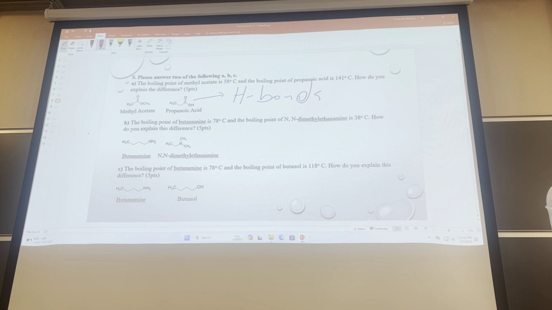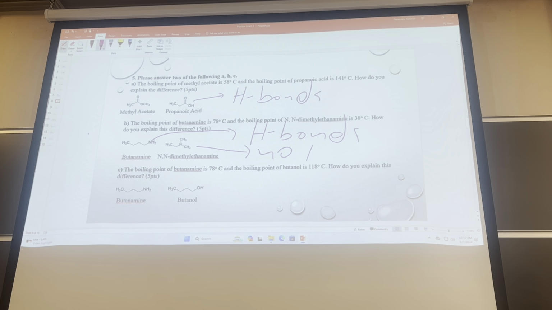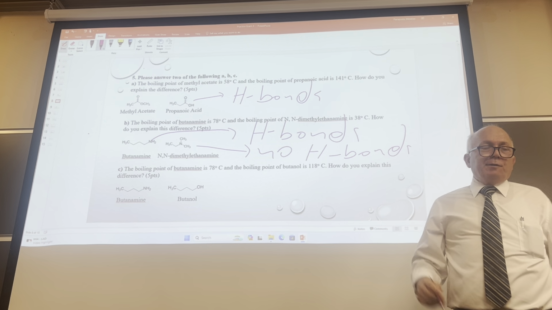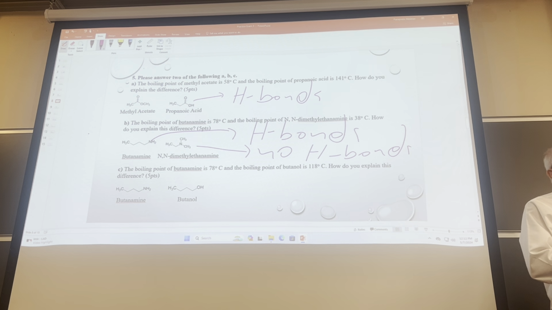The boiling point of butanamine is 78 degrees Celsius and the N,N-dimethylethanamine is 38 degrees Celsius. The primary amine makes hydrogen bonds. This one, no hydrogen bonds. That's the difference. Otherwise, both molecules are polar molecules, similar polarity, carbon and nitrogen. So their only difference is justified by the difference of hydrogen bonds.